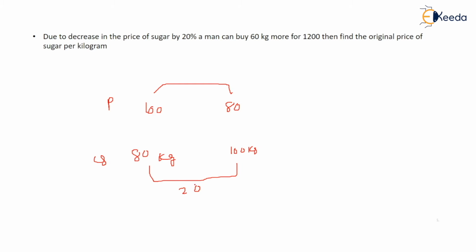But you have to make this 20 kg equivalent to 60. To make it 60, you have to multiply by 3, right? Because he is buying actually how much? 60 kg more. But here you can say it is 20, so you have to make this 20 into 60, so you have to multiply it by 3. Similarly, you have to multiply this by 3, and this also by 3. This comes out to be 240. This comes out to be 300.